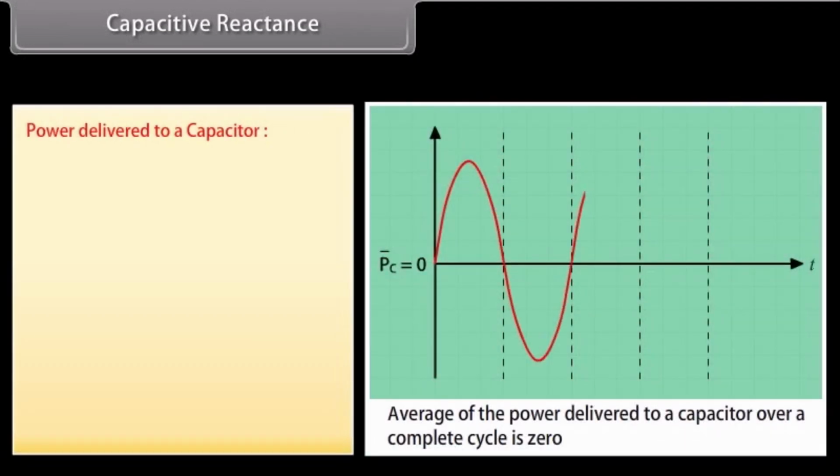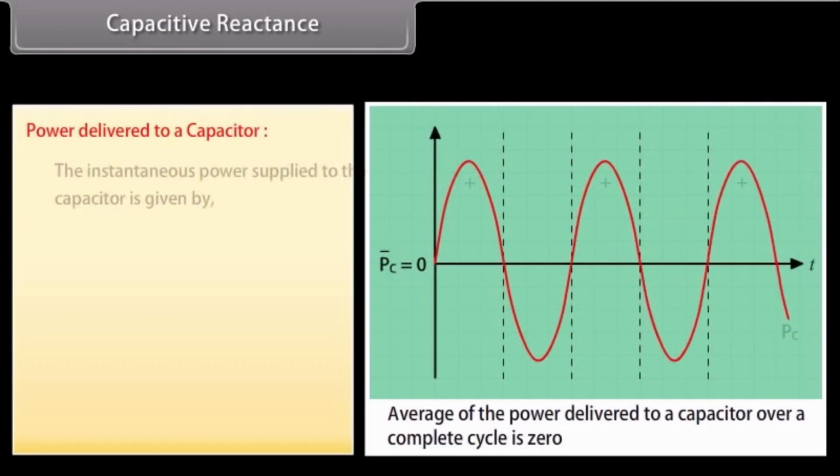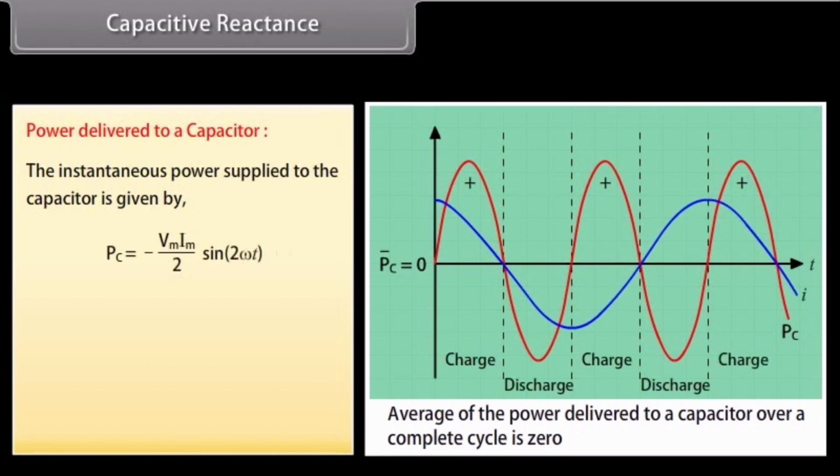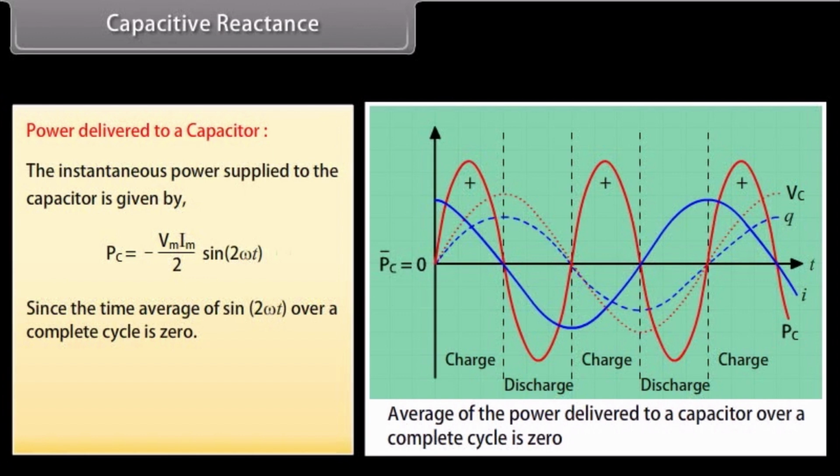Power delivered to a capacitor. The instantaneous power supplied to a capacitor is given by (Vm Im / 2) sin 2ωt. Since the time average of sin 2ωt over a complete cycle is 0, therefore the capacitor power is equal to 0.